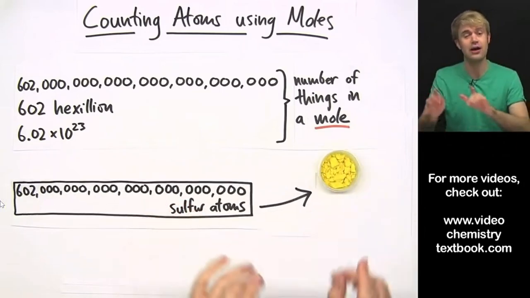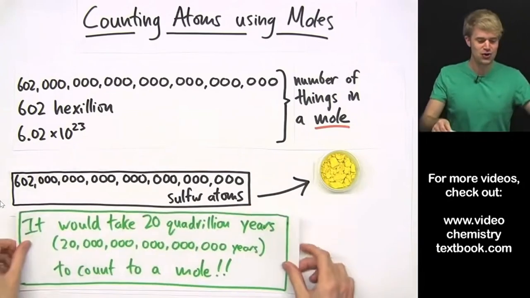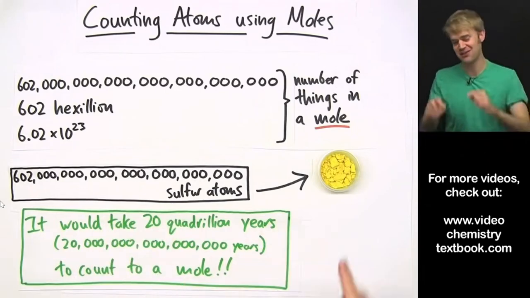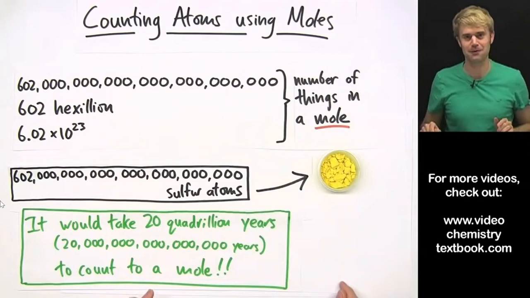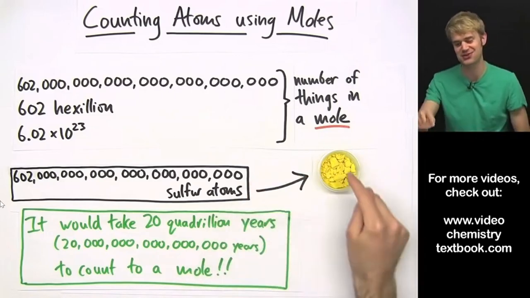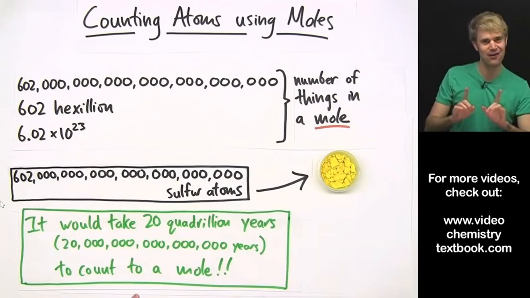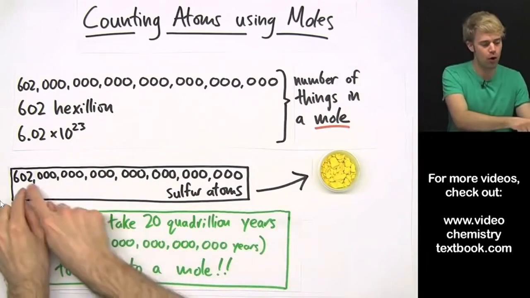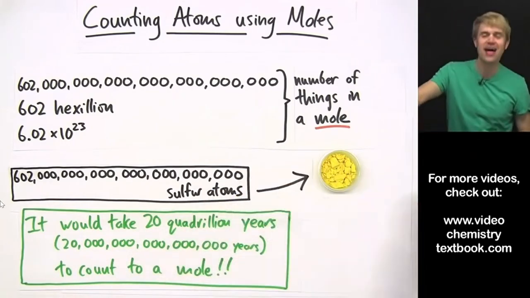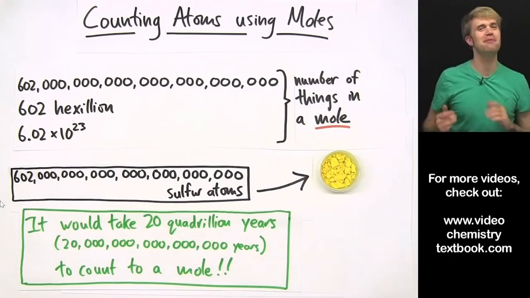Second of all, even if I could count out the sulfur atoms, there are so many things in a mole that it would take 20 quadrillion years to count from 0 up to a mole. So even if I could see these atoms, there's no way I could count them out. Yet I'm pretty confident that there are pretty close to 602 hexillion sulfur atoms here. How do I know that? Well, we're going to learn more about this. But it turns out that I can figure out how much a mole, 602 hexillion sulfur atoms, weighs. And then I can put this thing on a scale and weigh out that number of sulfur atoms. Let's talk a little bit more about this so it makes a little bit more sense.